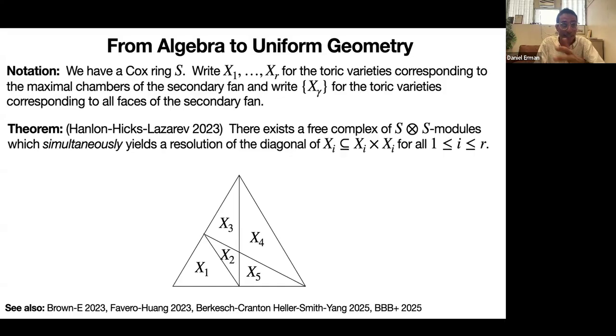Their theorem has been expanded upon in a number of papers I'll mention here. One was Michael Brown and myself gave a simple algebraic proof of some aspects of their work. There's a forthcoming paper of Berkesch, Cranton Heller, Smith, and Yang that relates what they were doing and what Michael Brown and I were doing. Our big jumbo paper with 9 authors also adds to some aspects, but by and large, we have this beautiful theorem that the resolution works for all of the X's simultaneously.